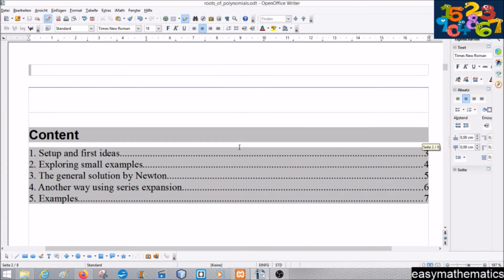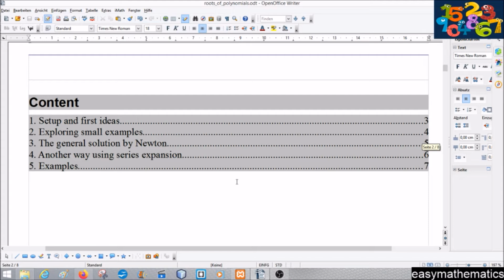What is our plan? First, I want to explain what we want to do exactly. Then we make some exploration. Then we discuss two ways how to find these power sums, and as the last point I give two examples. Alright?